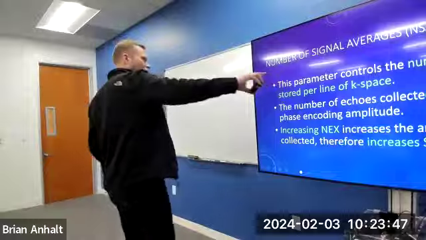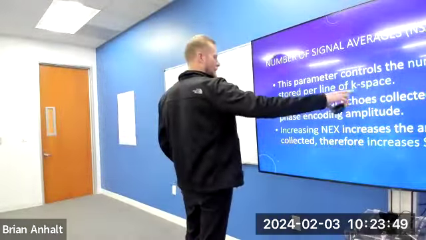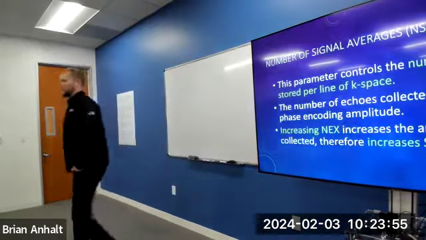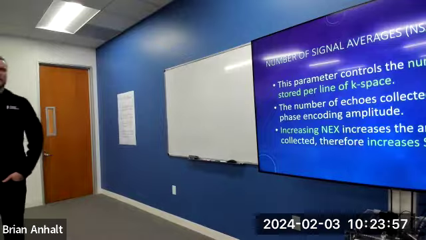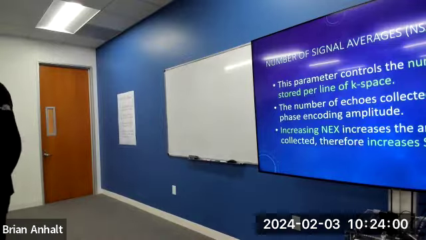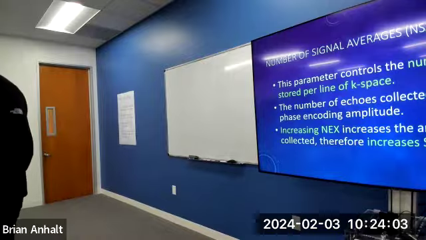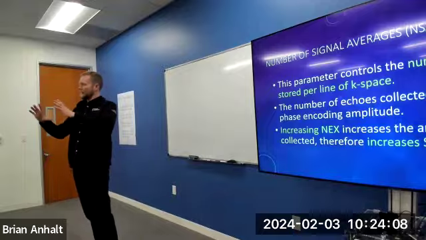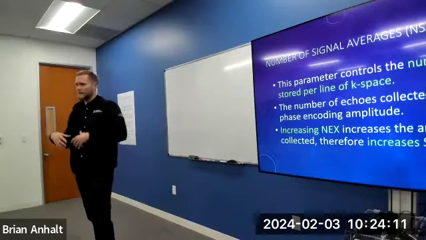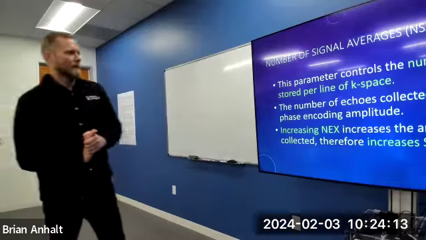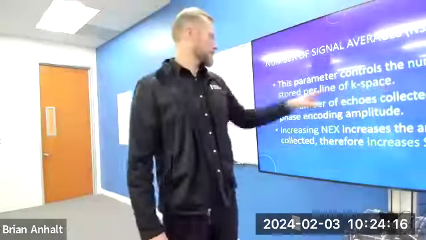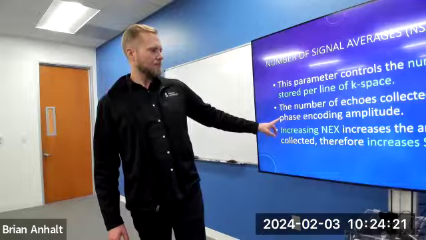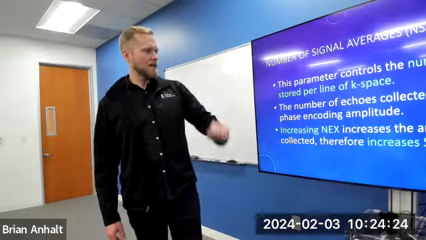This parameter controls the number of echoes stored per line of K-space. What was K-space again? We talked about it a few weeks ago. It's where the echoes go. It's raw data that is turned into an image. So it's essentially just sampled data from several echoes that gets turned into the image. The number of echoes collected with the same phase encoding amplitude, that's not gonna make much sense to you now, but increasing NEX increases our SNR.